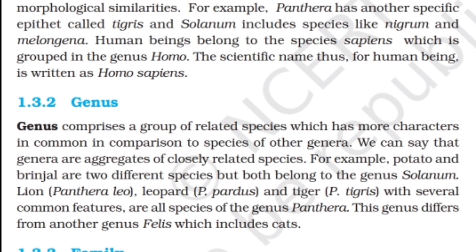1.3.2 Genus. Genus comprises a group of related species which has more characters in common in comparison to species of other genera. We can say that genera are aggregates of closely related species. For example, potato and brinjal are two different species but both belong to the same genus Solanum. Lion (Panthera leo), leopard (P. pardus) and tiger (P. tigris) with several common features are all species of the genus Panthera. This genus differs from another genus Felis which includes cats.